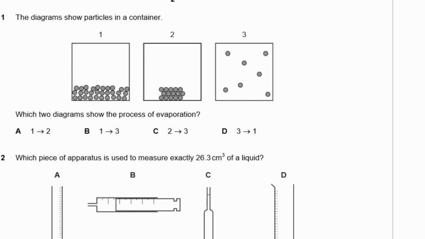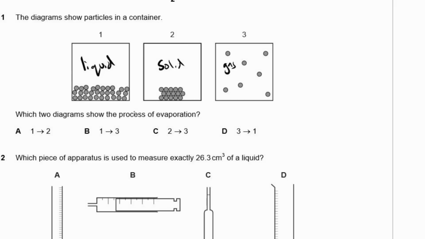Ready. Question 1. The diagrams show particles in a container. Which diagrams show the process of evaporation? Container 1 has about half of the molecules touching approximately, and it flows into the shape of the container, so this would be a liquid. Container 2, all the particles are touching, and it goes into a particular shape that's not the shape of the container, so that would be a solid. And 3, the particles aren't anywhere near touching, so this would be a gas.